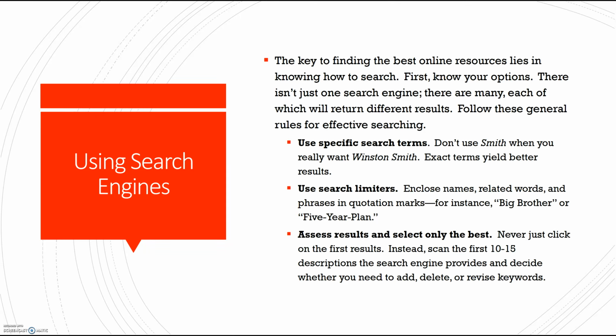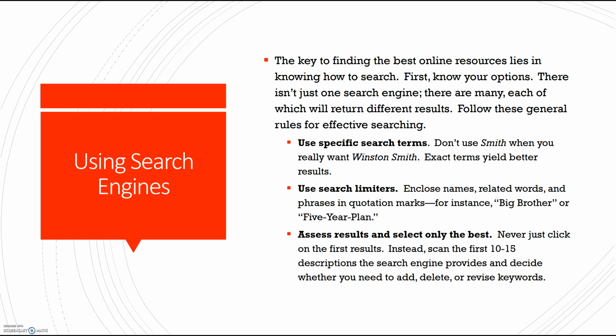The second thing you can do is use search limiters. So enclose names, related words, or phrases in quotation marks. For instance, Big Brother in those quotation marks, which means you will explicitly search for those words in that specific order, right? So using quotations can be a great way to narrow down sources.